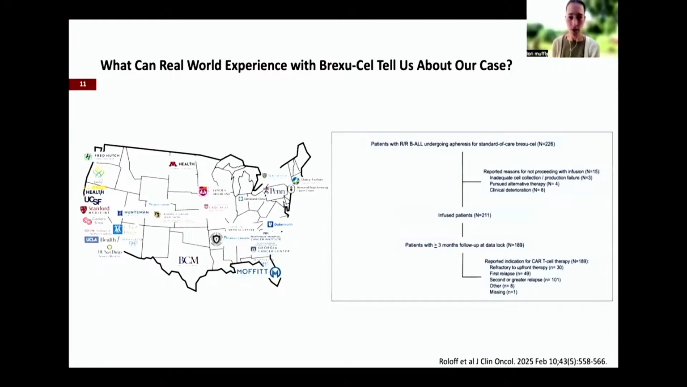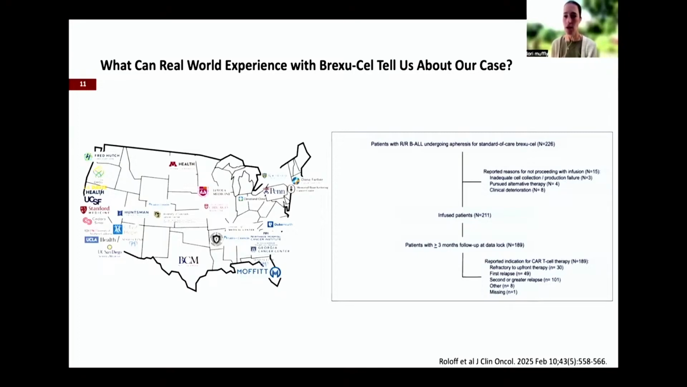And so we have a consortium in the United States. At the time of this publication, there was approximately 30 centers, and we now have well over 40 centers participating. But this was the first publication to come from this consortium, termed the ROCA Consortium, and included 226 patients who were apheresed for standard of care Brexucel, not on clinical trials, across the United States, 211 infused.